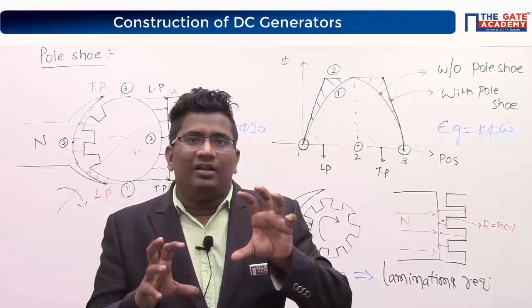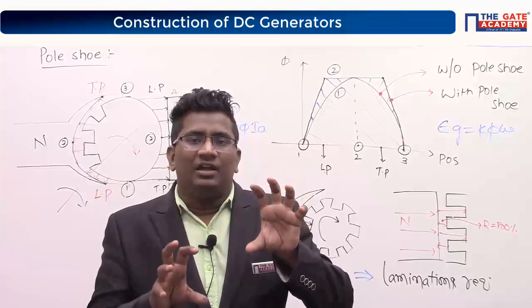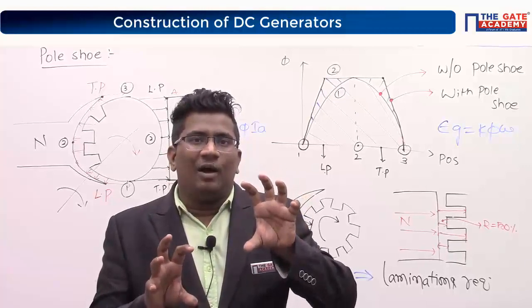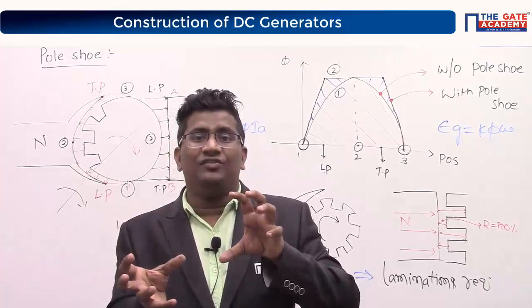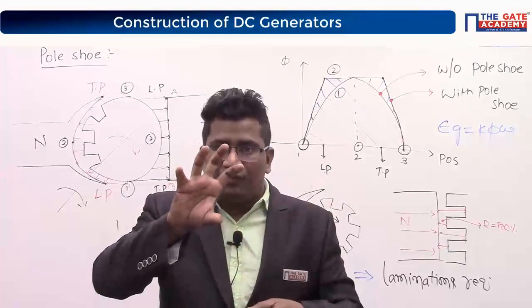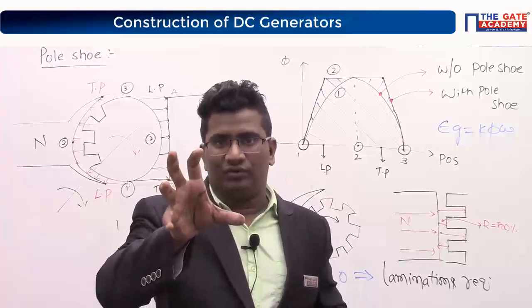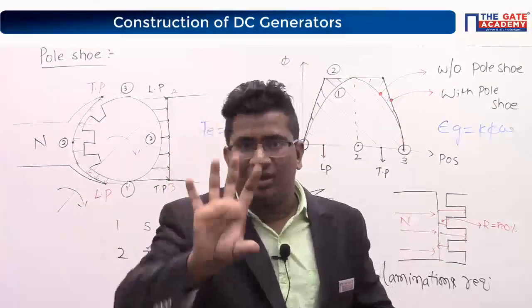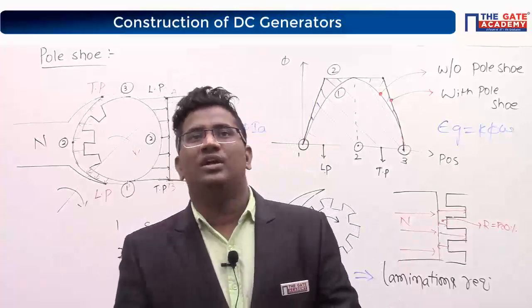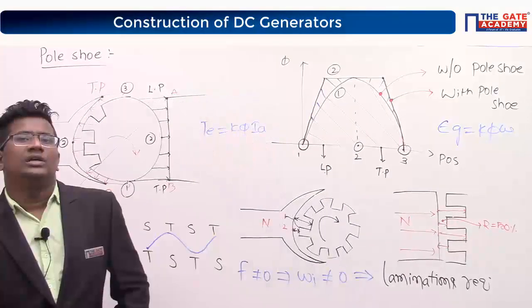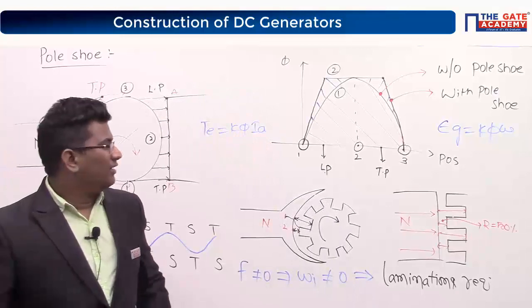Are you getting my point? Did you observe? During the positive cycle, it is opposing, so your rotor decelerates. During the negative cycle, it is supporting the rotation. It means a few times your rotor is decelerating, a few times it is accelerating. This means you are getting an oscillating response. That is why we need to do the lamination. I hope it is clear, right? Is it clear?